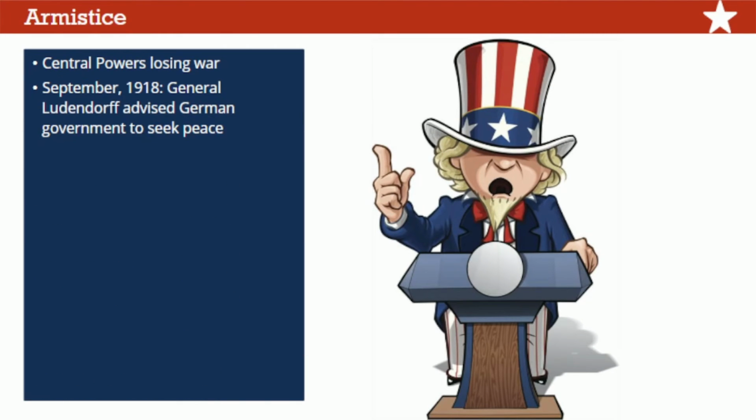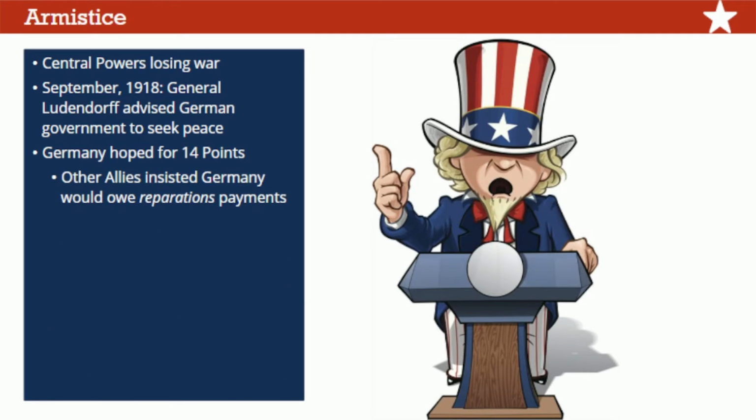In September 1918, Germany's General Ludendorff had advised his government to seek the best possible peace terms to end the war. Negotiations continued through October as the war still raged. Germany hoped to seek a peace on the basis of Wilson's 14 points. The other Allies weren't sure. They insisted that Germany would owe reparations payments resulting from the war.